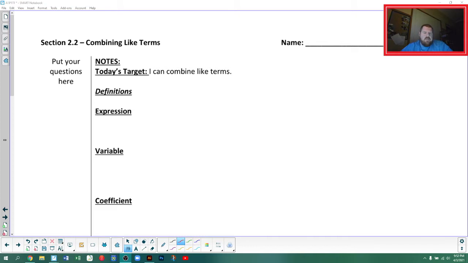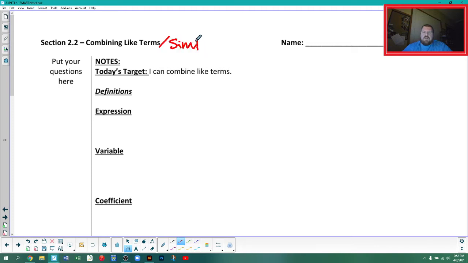Today we're going to start talking a little bit more in depth about our algebraic expression conversation, getting us into the meat and potatoes of our Algebra 1 material. To start off, we're going to look at expressions and more specifically combining like terms. Another phrase for that might be simplifying expressions. That's another idea when it comes to combining like terms.